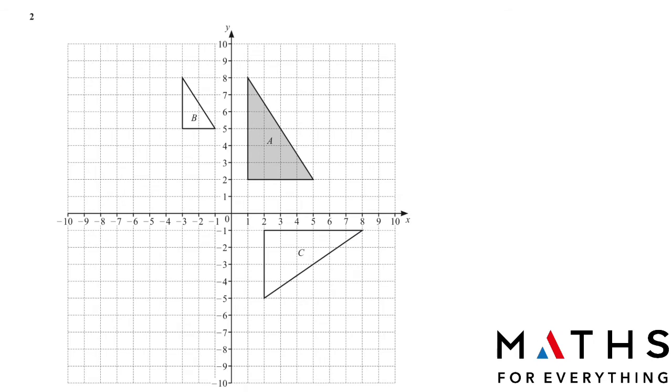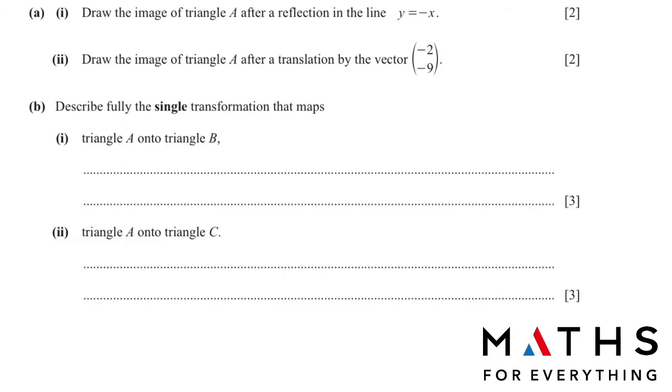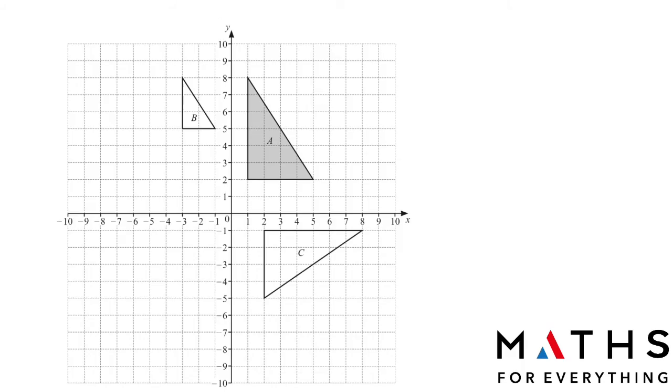Question number 2 is a transformation question. A1, draw the image of triangle A after a reflection in the line y is equal to negative x. So for this, we will have to draw the line first, y is equal to negative x, and then reflect it. That is one way. You draw the line, use a tracing paper, and then reflect it. It's quite easy.